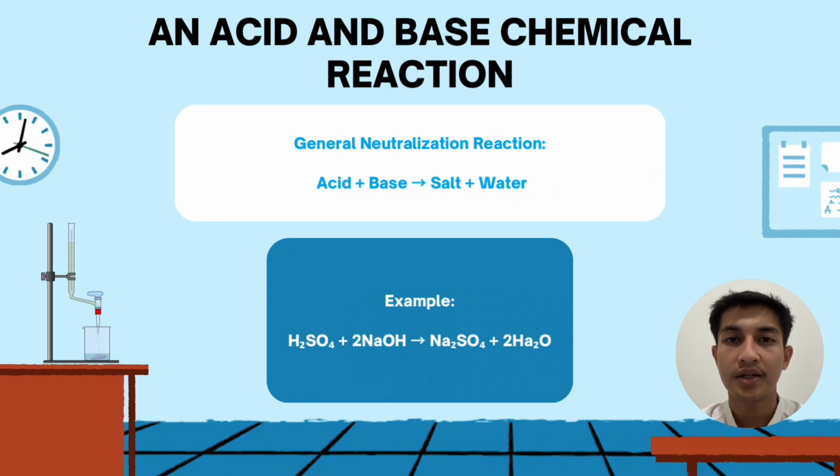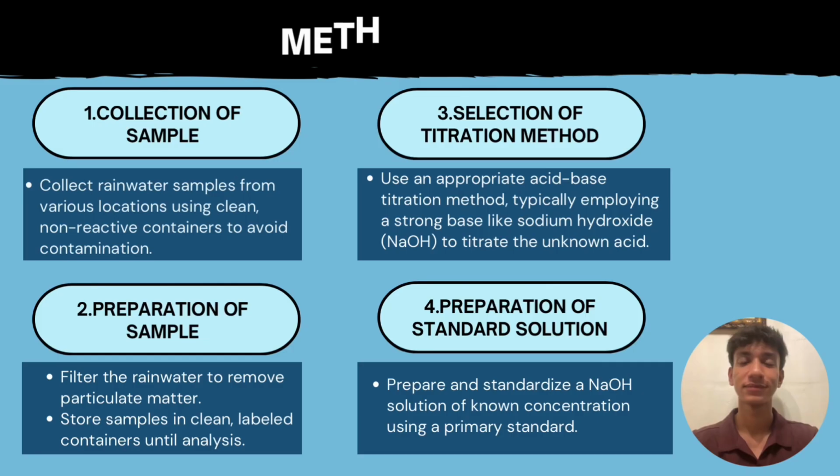Here is the general neutralization reaction between acid and base to form the salt and water. Generally, the primary acids in rain are sulfuric acid and nitric acid. By titrating the acid rain, which contains the pH indicator phenolphthalein, with sodium hydroxide, we can detect the presence of sulfuric acid by the colour changing from colourless to pink in the acid rain in the conical flask.